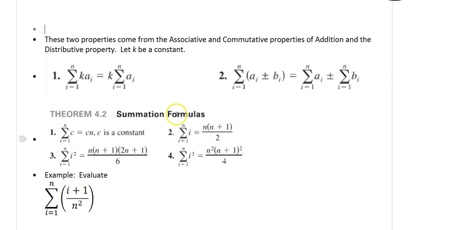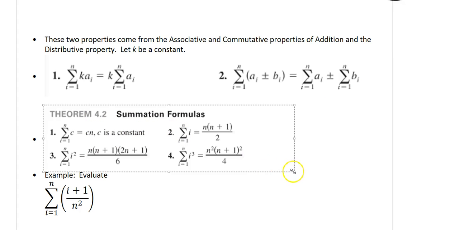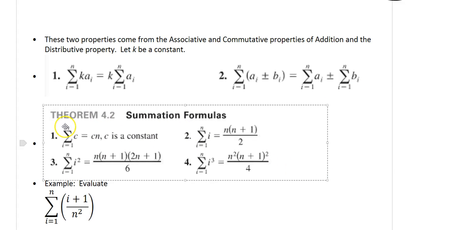The other formulas that we have that are going to be very important are these right here. This is saying that the sum from 1 to n of a constant c is just c times n. That makes sense, right? Because you're adding c to itself n times. The sum from 1 to n of i is n times n plus 1 over 2. The sum from 1 to n of i squared is n times n plus 1 times 2n plus 1 over 6. And the sum from 1 to n of i cubed is n squared times n plus 1 squared over 4.